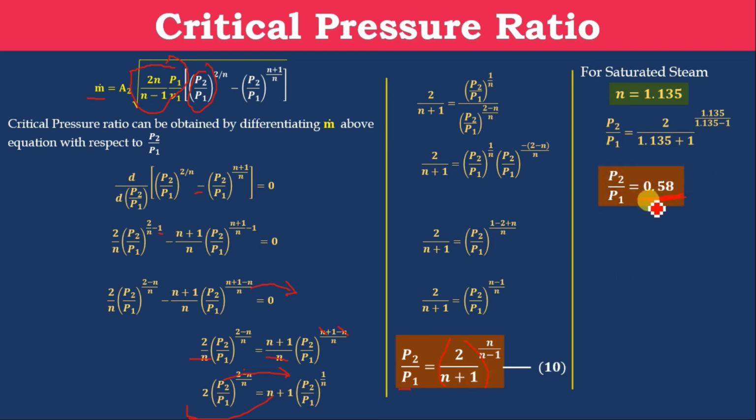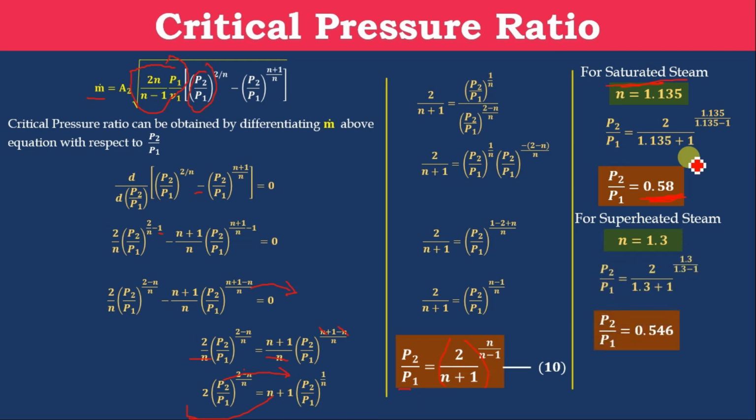So this is the maximum critical pressure ratio when you have saturated steam, where you get maximum mass flow rate. For superheated steam, n is equal to 1.3. Substitute P2 divided by P1 is equal to 0.546. So this will give maximum mass flow rate when you substitute in this equation.